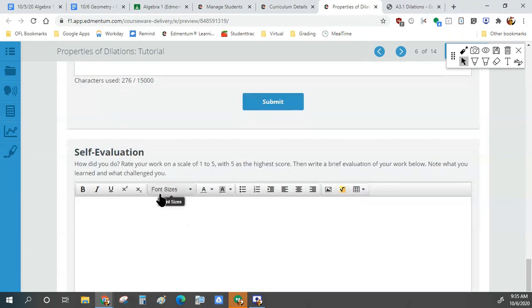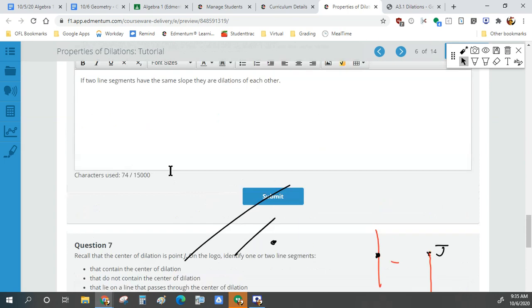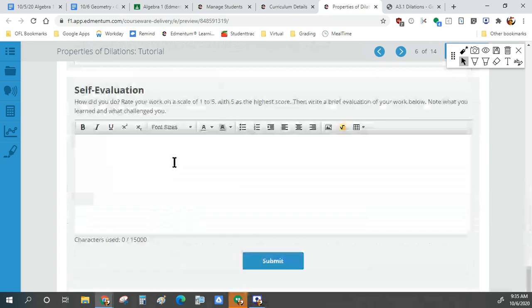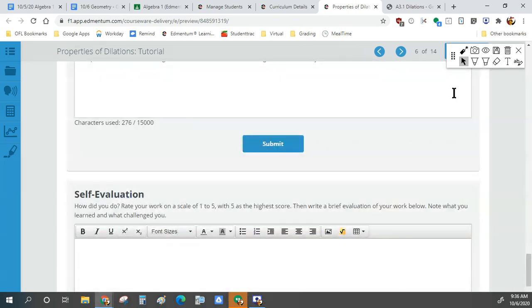As always, guys, use the self-evaluation not just as a, oh, I have to do this. Use this as a time to really think about what you've learned from it and what you still might want to learn to understand it better.